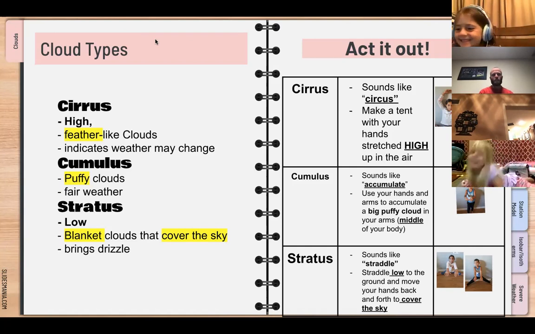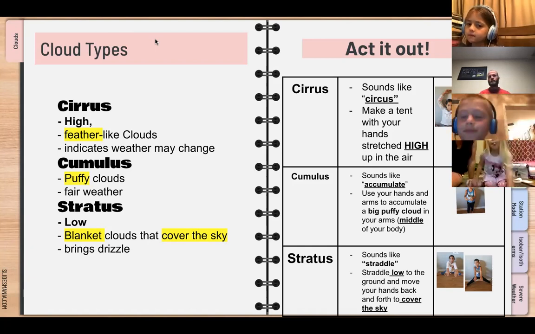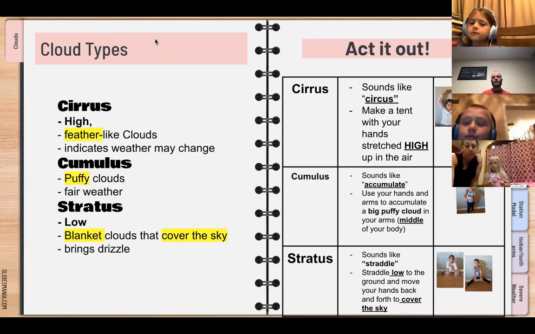All right, so this morning we talked about our 3 types of clouds. Just to remind us what they are: we have our cirrus clouds, those are our high clouds. Our cumulus clouds are clouds that are oftentimes in the middle of the sky. And then finally, our stratus clouds are our low clouds.